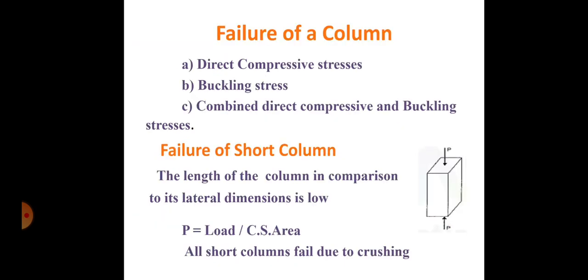How will a column fail? The column will fail in ways: one is direct compressive stress, the second one is buckling stress, and the third one is a combination of direct compressive and buckling stresses. These are the three major reasons where the column fails.